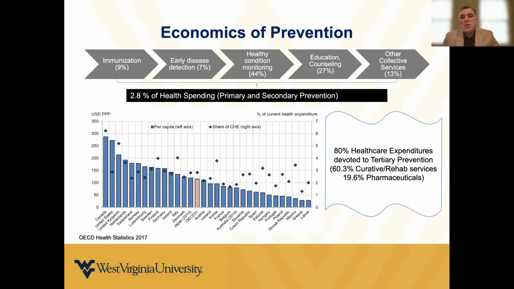And look at how much tertiary prevention gets. 80% of health expenditures is devoted to tertiary, which includes curative and rehab services. That's around 60%. Pharmaceuticals is around 20%. Now, keep in mind, some pharmaceuticals are also primary prevention, but 20% is allocated, and then you have around 13% for health expenditure, and health system administration is 3%. So clearly, this doesn't add up. We talk about prevention, but we spend less on prevention.